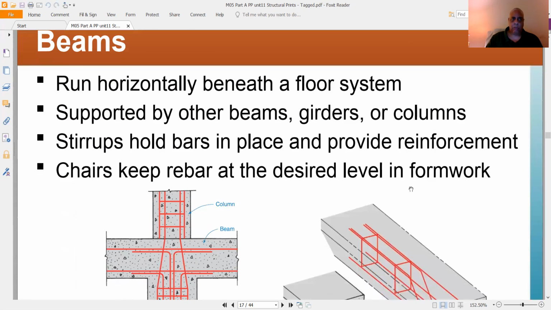Now also beams. Now in a house, you have beams. They're what we call floor joists in the house. Now here in an apartment, I have a beam that runs horizontally. Usually beams run horizontally below a floor system. And what supports beams? Other beams, girders, or columns.